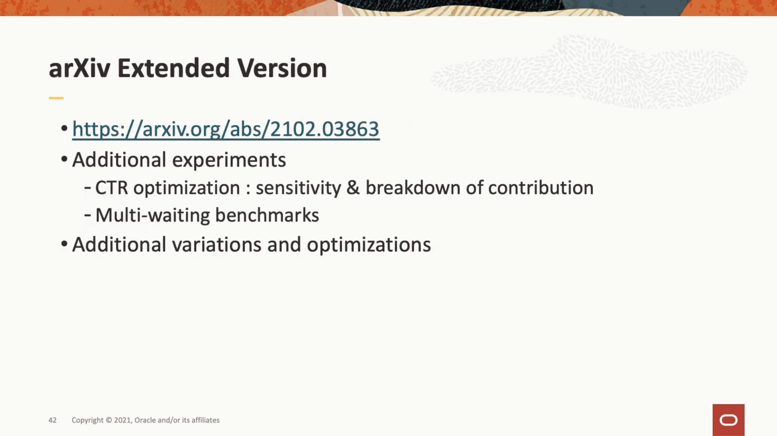You can find an extended version of the SPAA paper in arXiv. The arXiv form contains data on additional experiments. For instance, we looked at the CTR optimization and how much it contributes to performance. We also set up intentional multi-waiting scenarios to see how badly Hemlock will do in unfavorable circumstances. And finally, we describe additional variations and optimizations.